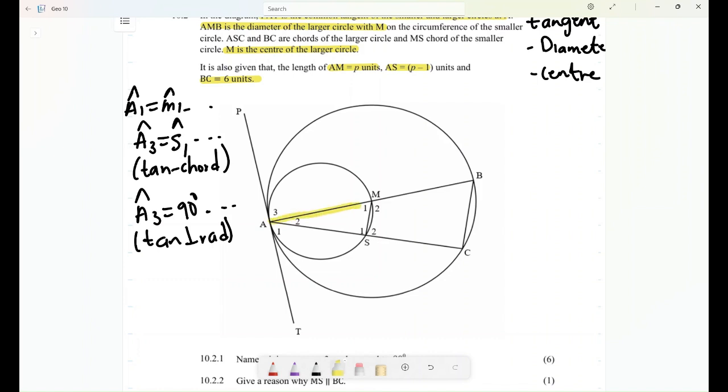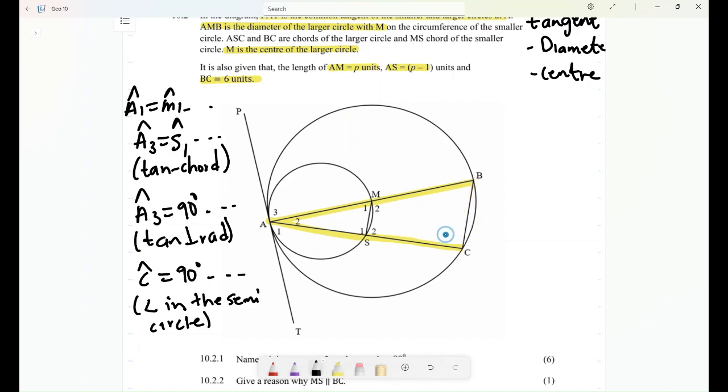Here's a diameter. It is a diameter to the bigger circle. And we know that the angle subtended by a diameter, which is angle C in this case, is equal to 90 degrees. So we know that angle C is 90 degrees. Why are we saying that? Angle in the semicircle. Remember, angle in the semicircle is equal to 90. Angle subtended by a diameter.